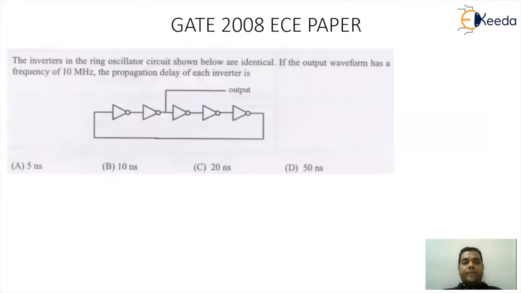This is from the GATE 2008 EC paper, and the question is: the inverters in the ring oscillator circuitry shown below are identical. The output waveform has a frequency of 10 megahertz. The propagation delay of each inverter is. Now, if you observe the diagram carefully, there are in all 5 inverters connected back to back, or you can say in cascade arrangement. So we are supposed to find the propagation delay of each inverter, and we know the output frequency, which is 10 megahertz.